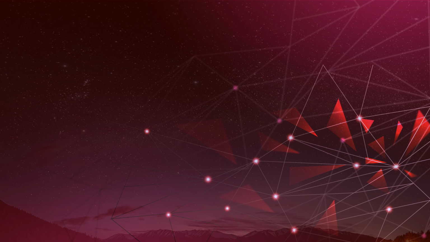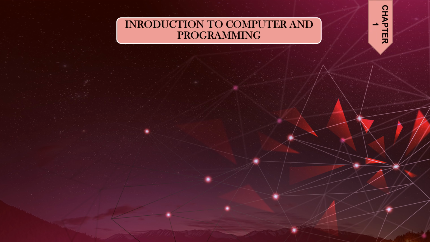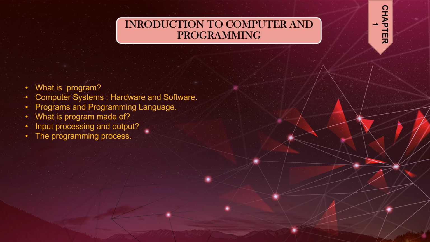Today we are going to cover our remaining topics of chapter Introduction to Computer and Programming. In the previous video we had discussed what is program, computer systems, hardware and software. Today in this video we are going to cover our remaining topics: programs and programming languages, what is a program made of, input, processing and output, and the programming process.